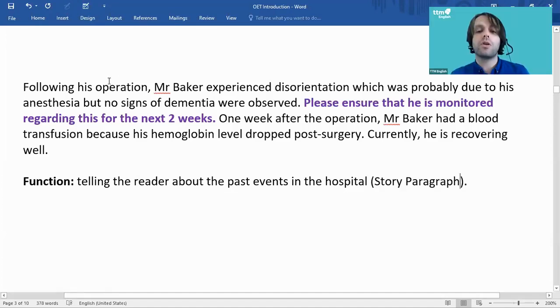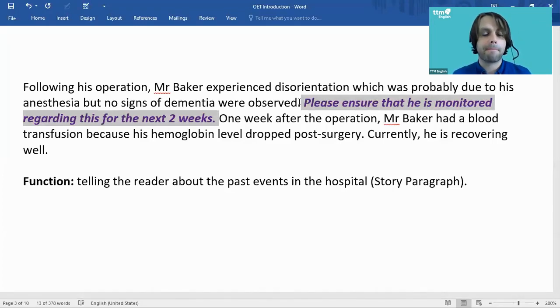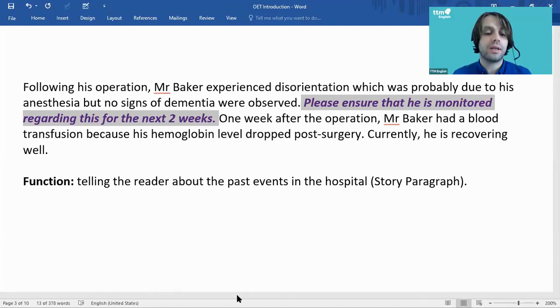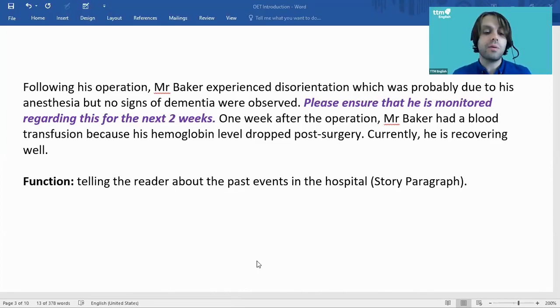Why is it not a good idea in the middle of your story paragraph to tell the reader what to do next? Why is that bad writing? Because it's a little bit confusing. You're talking about the operation. After that, please ensure. And after that, again, 1 week after the operation, blah, blah, blah. Yeah, that's a good answer. Can anyone else give me another answer? There are loads of reasons why it's not a good idea to put it right in the middle of your story. Anyone else want to try?